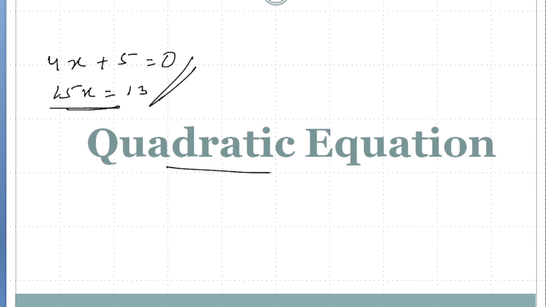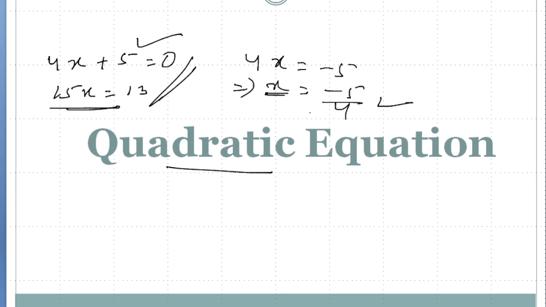Now the chapter is quadratic equation. We will read about what the quadratic equation's form is, and how to find the value. In a linear equation, how do you solve it? 4x equals minus 5, and x equals minus 5 by 4. Like this you find the value. There are some ways to solve a quadratic equation, and some terms in a quadratic equation. Today we will read about that.